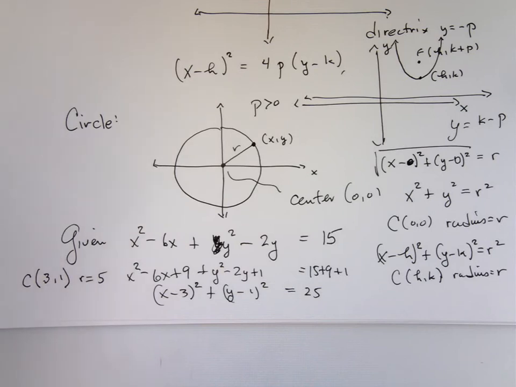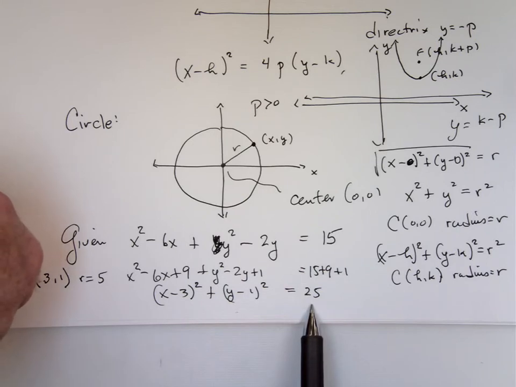Okay. Any questions on that? The last step, one more time. The last step is the center is (3, 1), whatever makes these 0. And the radius is 5. This is r squared here. Take the square root.